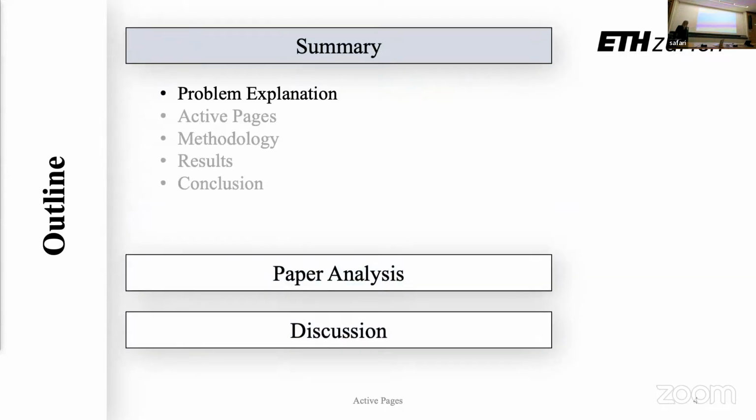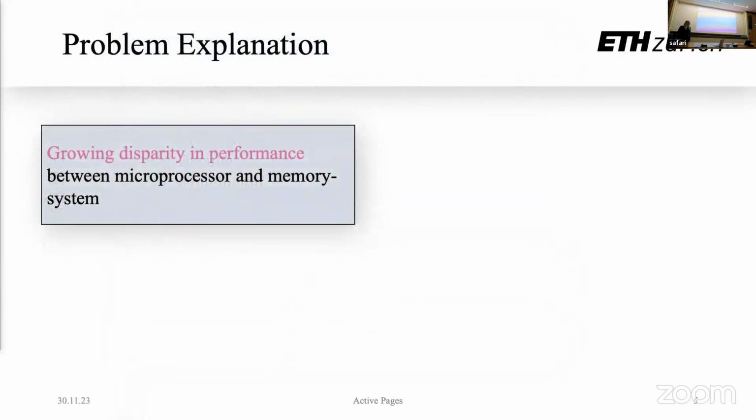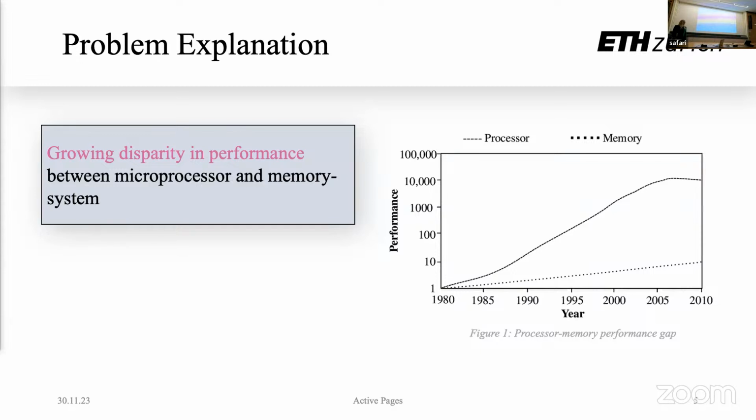So let's begin the summary by looking at the problem at hand. The growing gap in performance between microprocessors and memory system is a well-known problem in the computing world and one most of you are already familiar with. As can be seen on the figure on the right, the performance gap had an especially strong incline in the 90s when this paper was first introduced, as it was and still is a major issue.